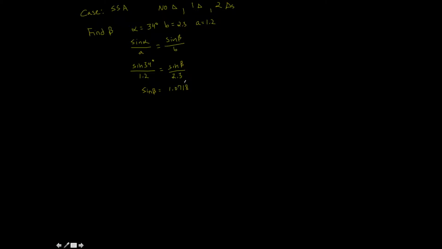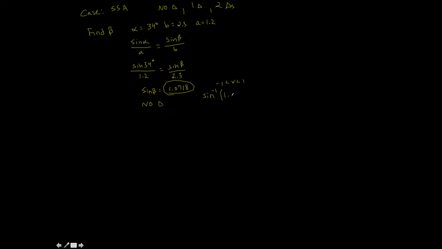Now, here's the problem. What do we know about sine and cosine? What's the largest they can equal and what's the smallest they can equal? Well, sine and cosine have to be between -1 and 1, right? So, look, this is greater than 1. So, because of that, we would say no triangle.